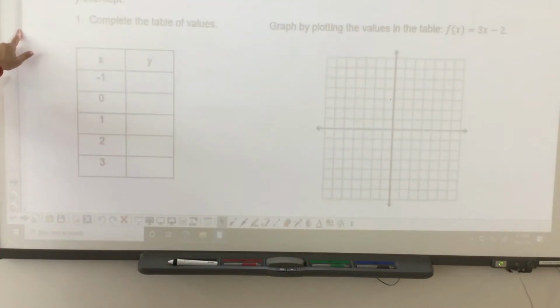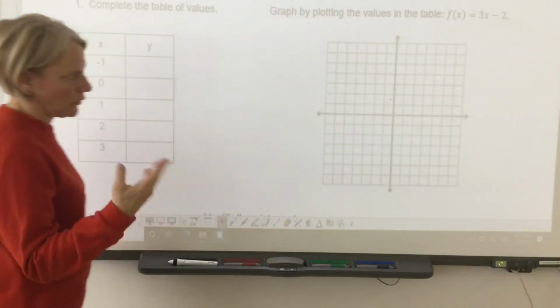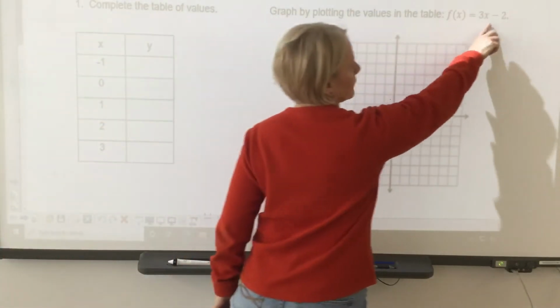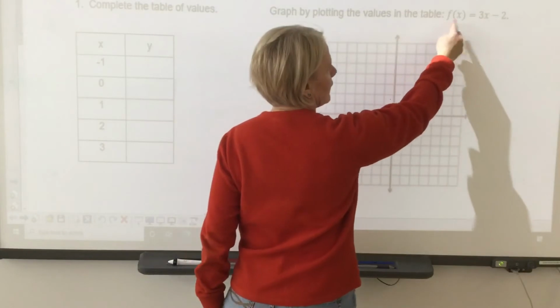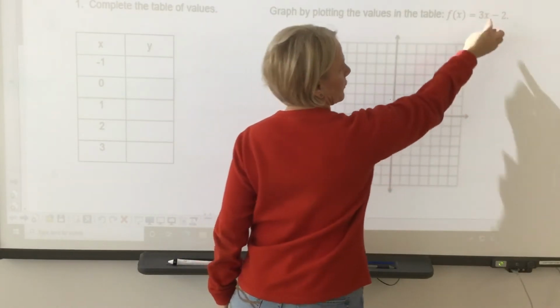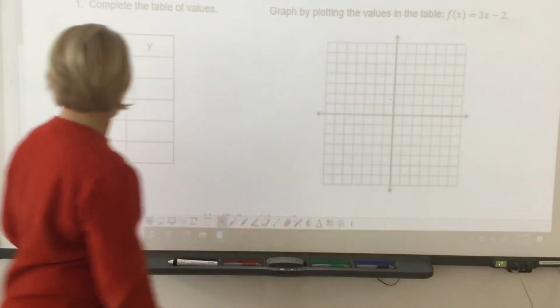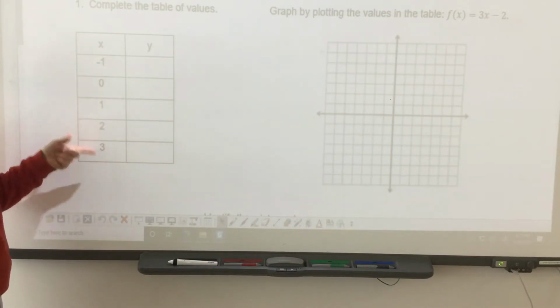We are doing this function, it's in slope-intercept form, so it's that y equals mx plus b that you would have looked at on Khan Academy. The one we're going to do is f(x) = 3x - 2. It's in function notation, which is no big deal. It just means that it's like a function box, right? So we're going to have an input and an output. The input, the x's, are in our table. Okay, so first we'll put -1 for x, then 0, 1, 2, and 3.